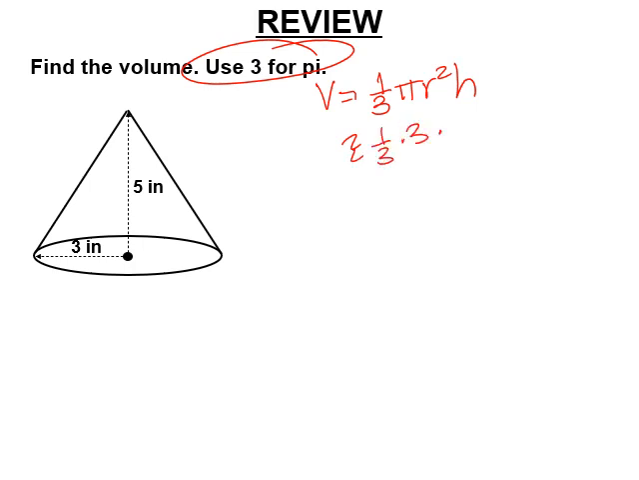The radius here is also 3. We're squaring that, and the height from the center of the cone to the tip is 5. Those 3's cancel out. 3 squared is 9, and we get 45 cubic inches, right? 45 little cubes would fit in there that were 1 by 1 by 1.